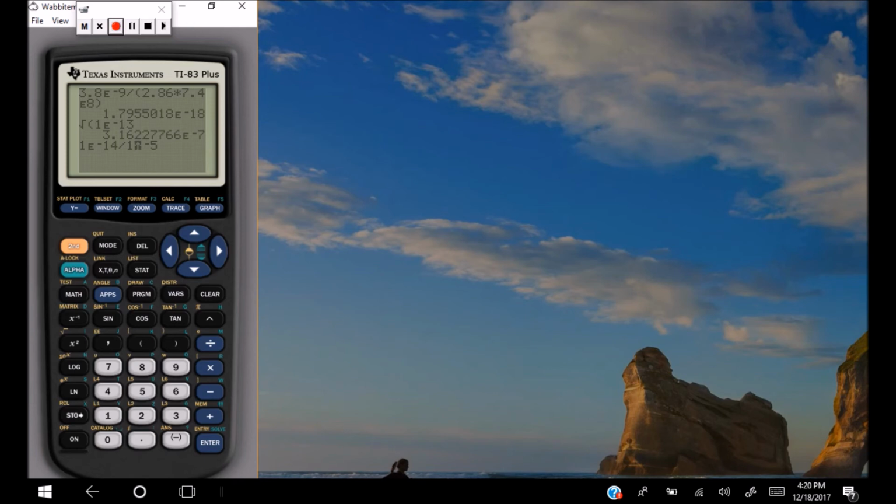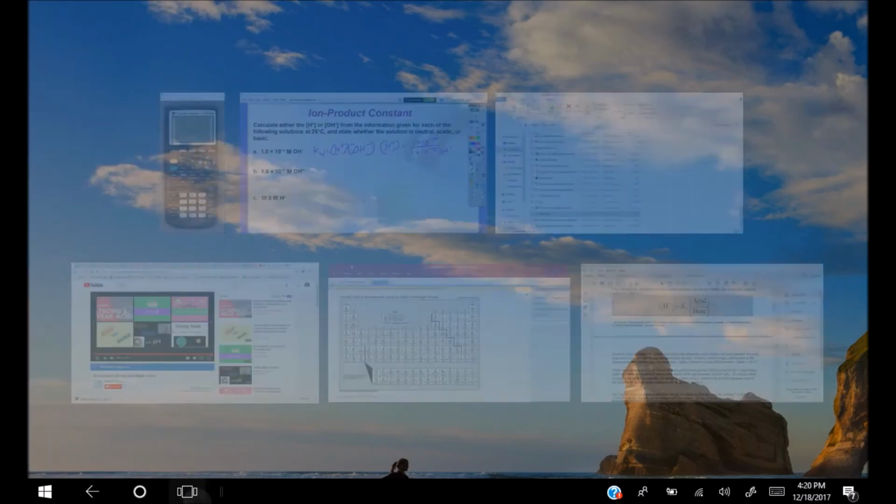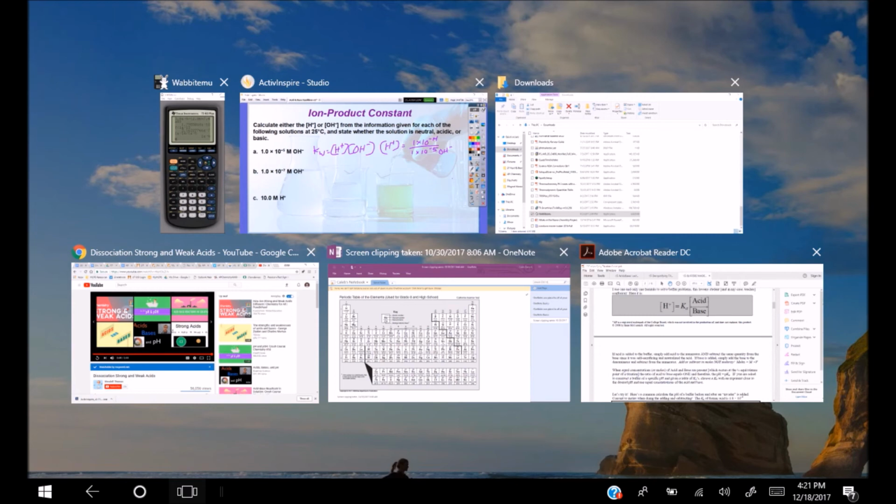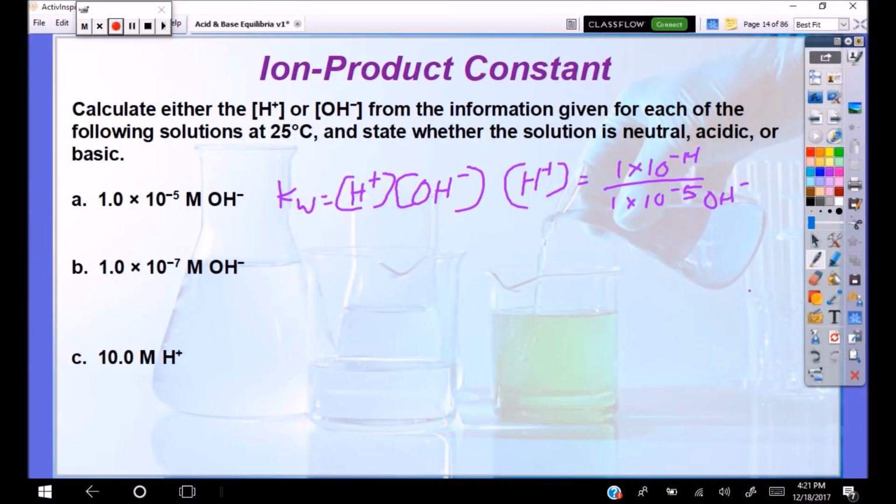Second e, there you go. All right, so I get 1 times 10 to the negative 9th. 1 times 10 to the negative 9th, and this is my H plus concentration. Okay. Well, this is the hard part, figuring out if it's acidic, neutral, or basic.